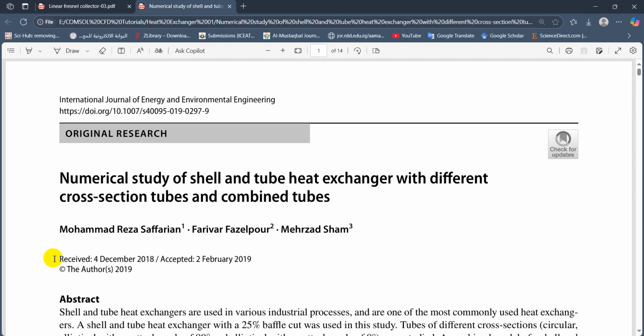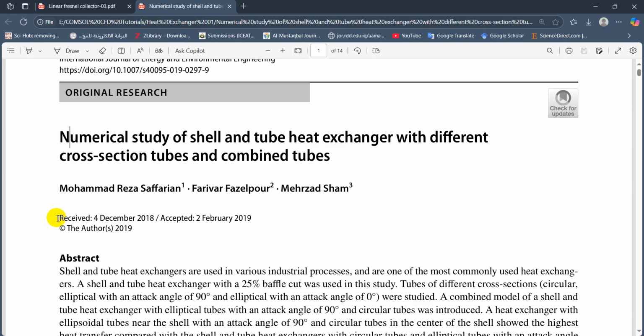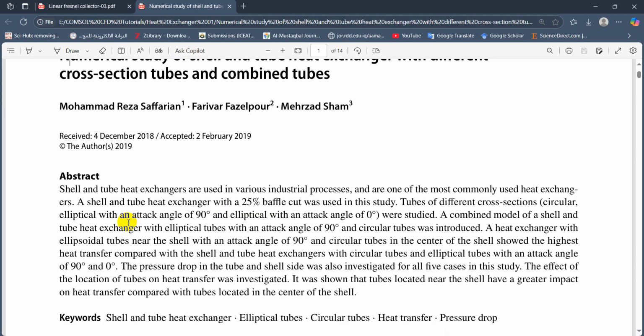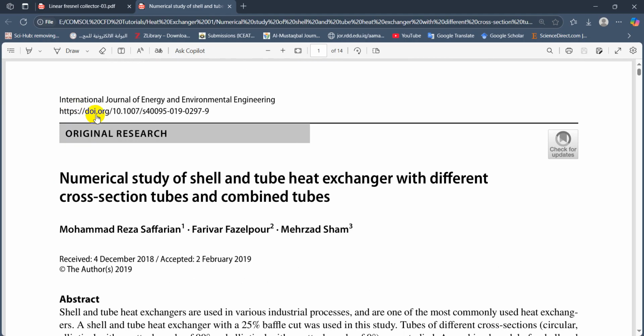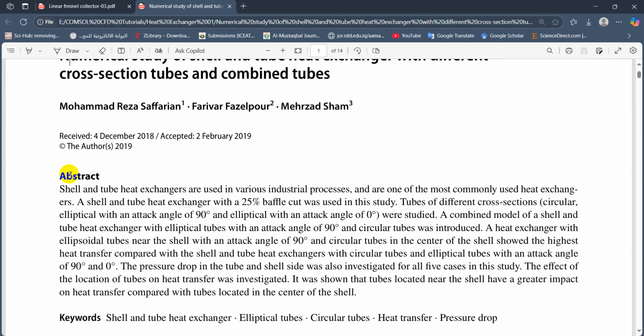Here you can see that the journals generally add the time of receiving the submission and the time of acceptance for this manuscript. You can see here that the authors submitted the paper in December 2018, and the paper was accepted in February of 2019. Okay, after the title of the paper and the authors, there is the abstract of the paper.